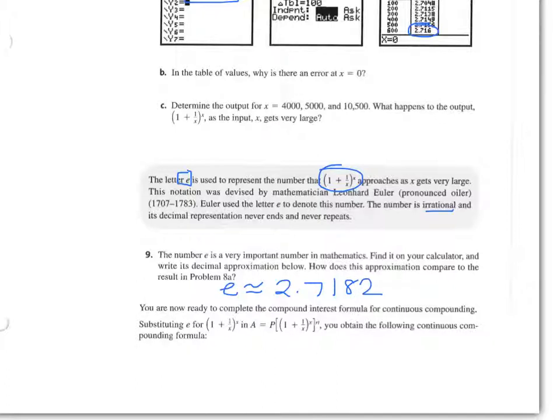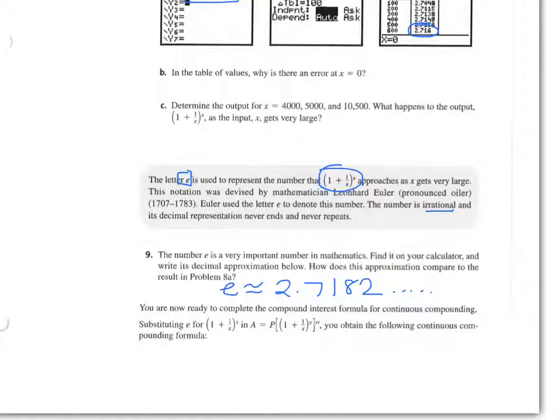2.7182. That's just the first 4 decimal places of it. It does go on and on forever, just like pi does. It's an irrational number. So you're going to see this value in a formula if the interest is compounded continuously. It's actually easier to just use e on the calculator because then it's not rounded. Just like with pi, it's easier to use your pi key rather than 3.14 because it's not quite as exact. So let's just look at examples.